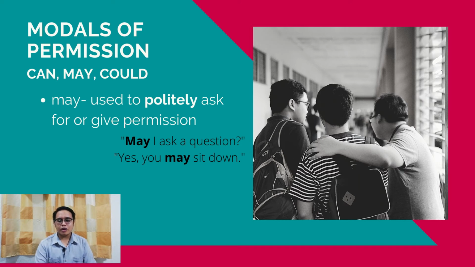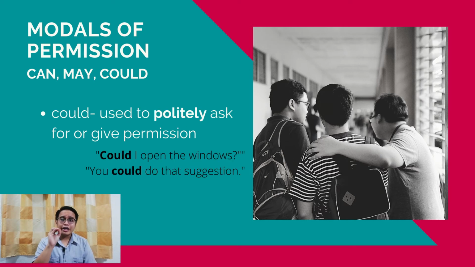Okay? Next modal of permission again is could. And could can also be used to ask or give permission politely. Politely. So for example, could I open the windows? Could I open the windows, sir? Or ma'am? Or you could do that as a suggestion. So that is our modal of permission. Again, our modals of permission are can, may, and could. Now let's go to our next modals.